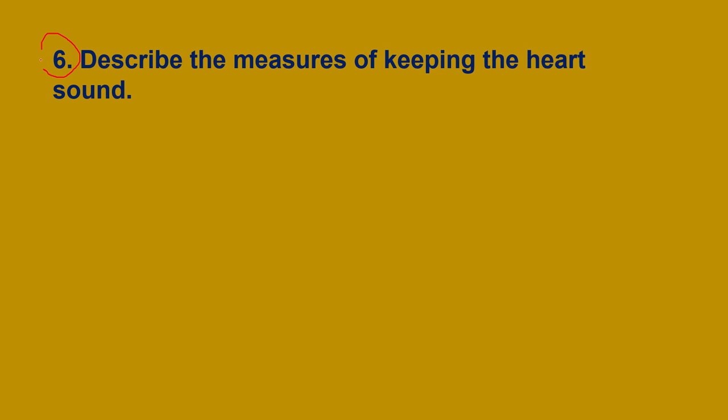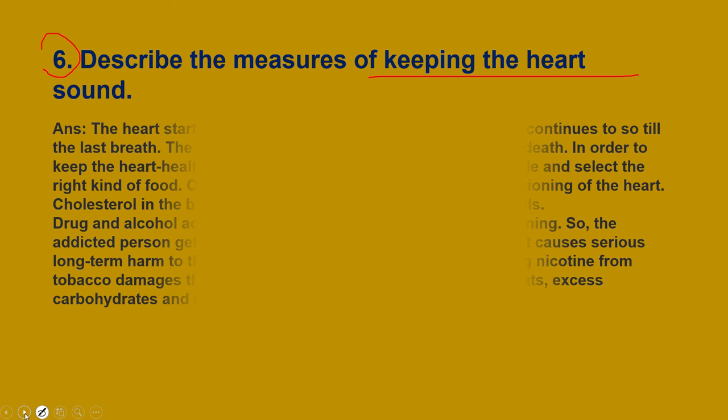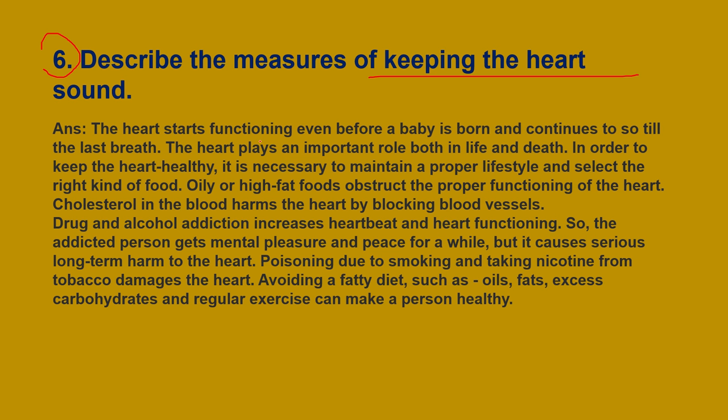Number 6 question, describe the measures of keeping the heart sound. The heart starts functioning even before a baby is born and continues till the last breath. Whenever it stops, that means people do not survive. That means the heart plays an important role in both life and death. In order to keep the heart healthy, it is necessary to maintain a proper lifestyle, that is really important, and select the right kind of food.